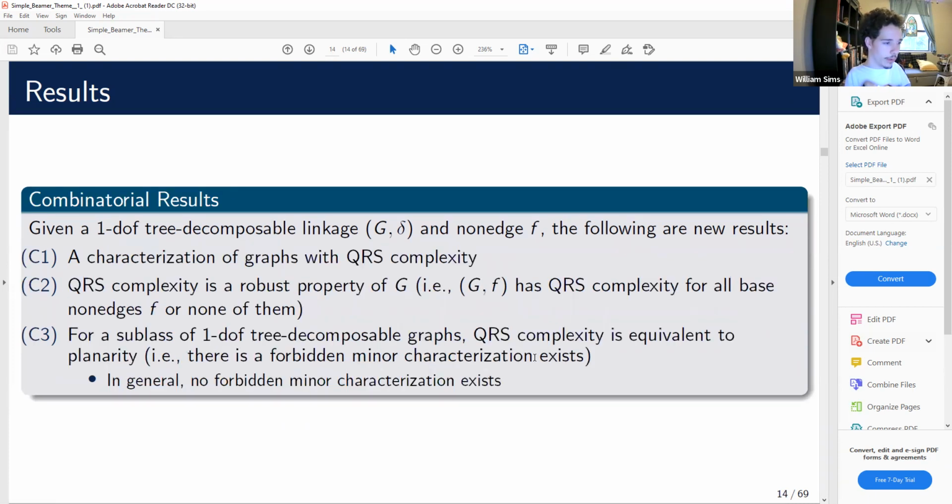Today, we're going to look at C1 and C2 here. So we're going to show first how to give a characterization of graphs with QRS complexity, and then pairs with QRS complexity, so G comma F. And then we're going to show that we don't really need to talk about the pairs. We just need to talk about the graph. So if G comma F has QRS complexity for one non-edge F, it has it for all non-edges F such that G union F is tree decomposable. So that's what we're going to talk about today.